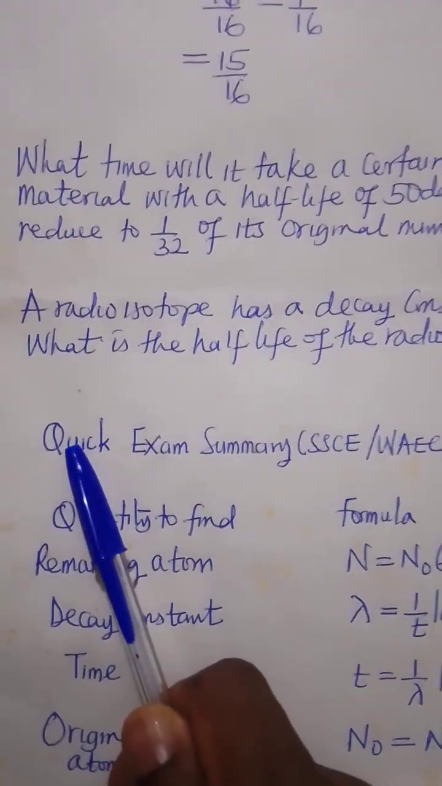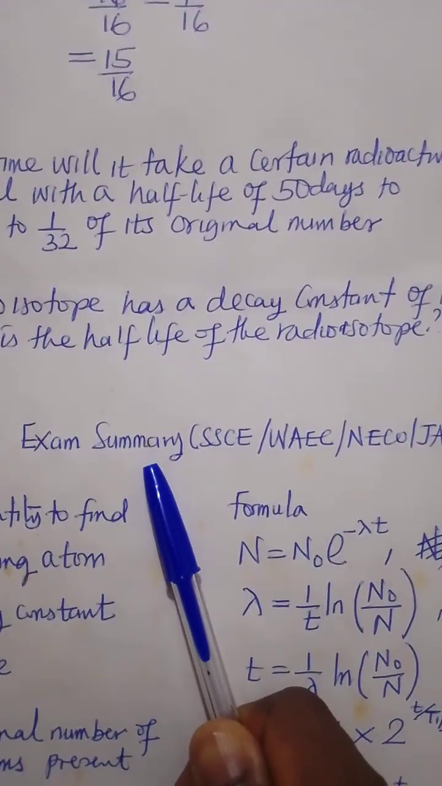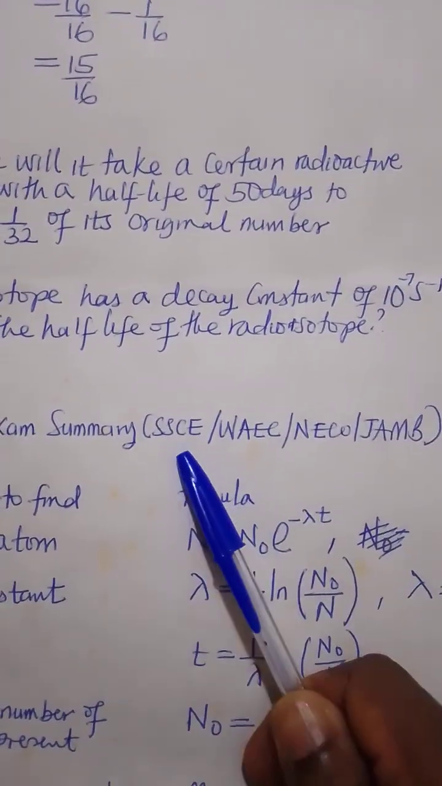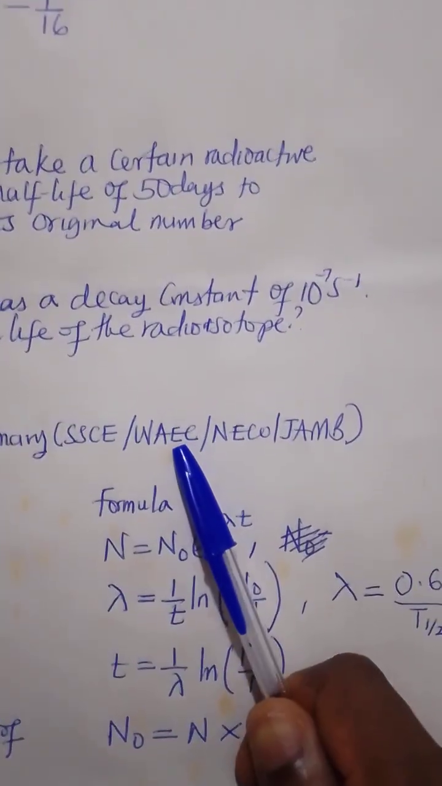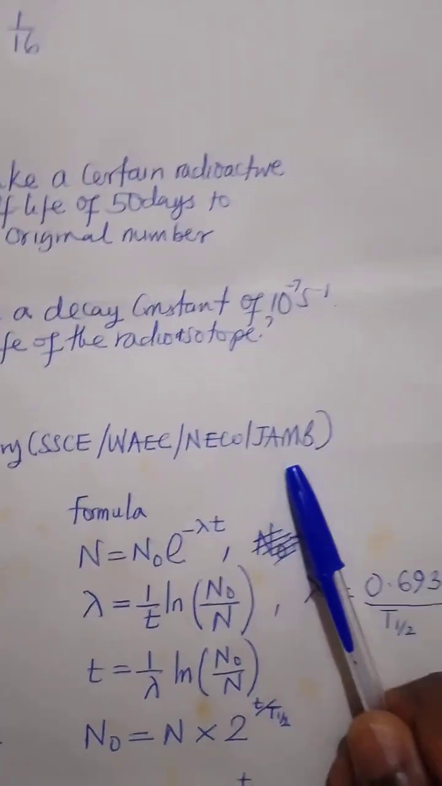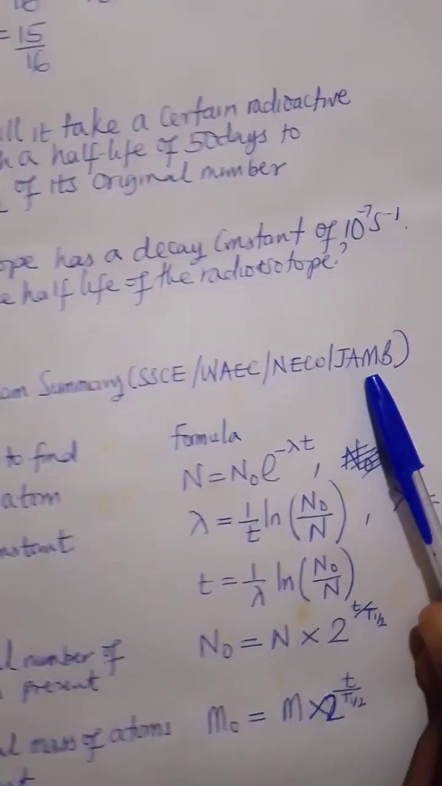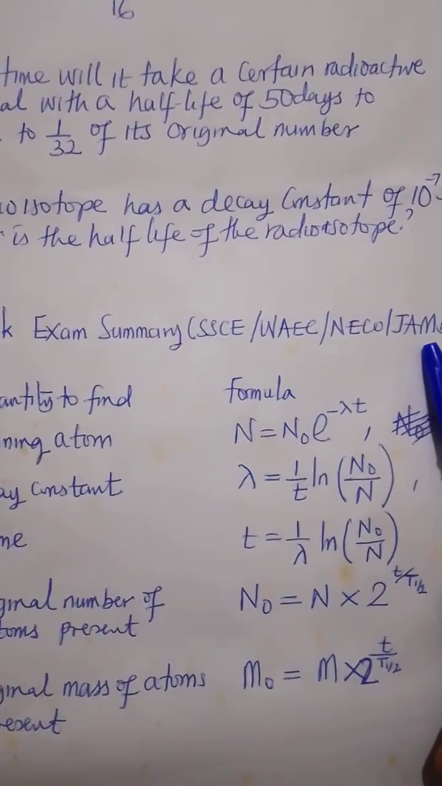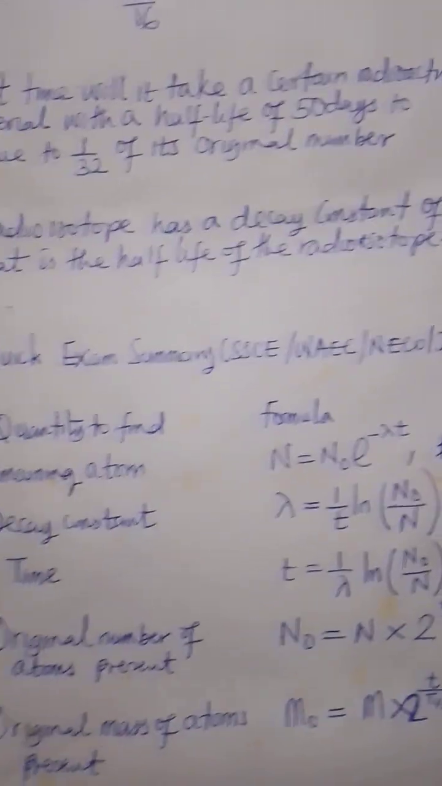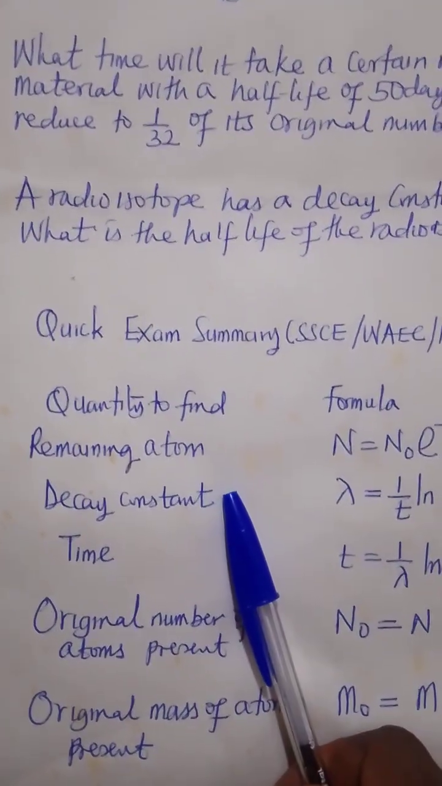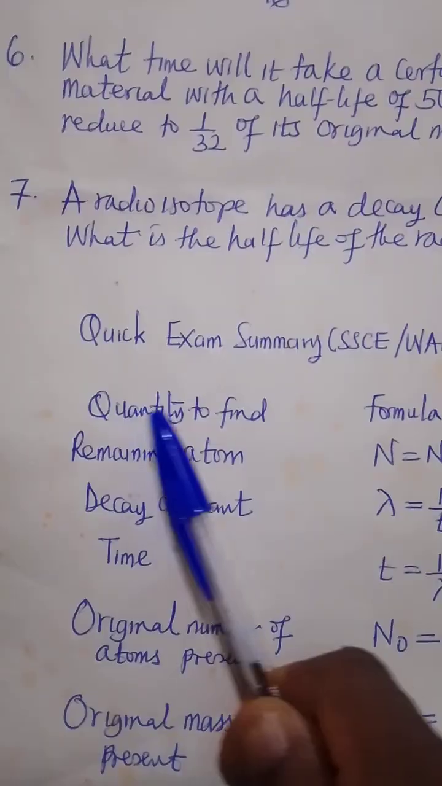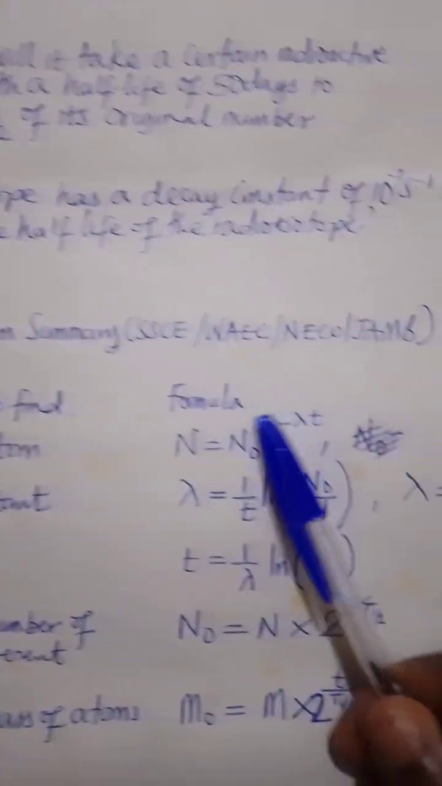A quick exam summary. That is, if you're going to sit for SSCE, WAEC, NECO, JAMB, you will need to commit these formulas to your memory. So let's look at them one after the other. Of course, quantity to find, and then the formula you need to use.